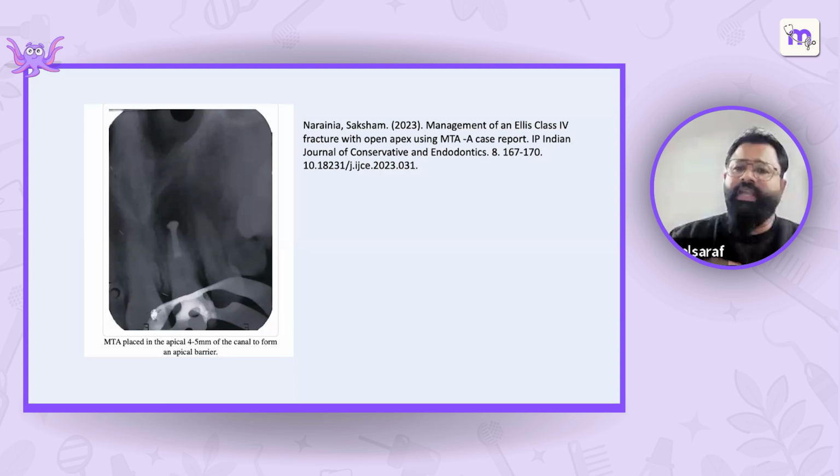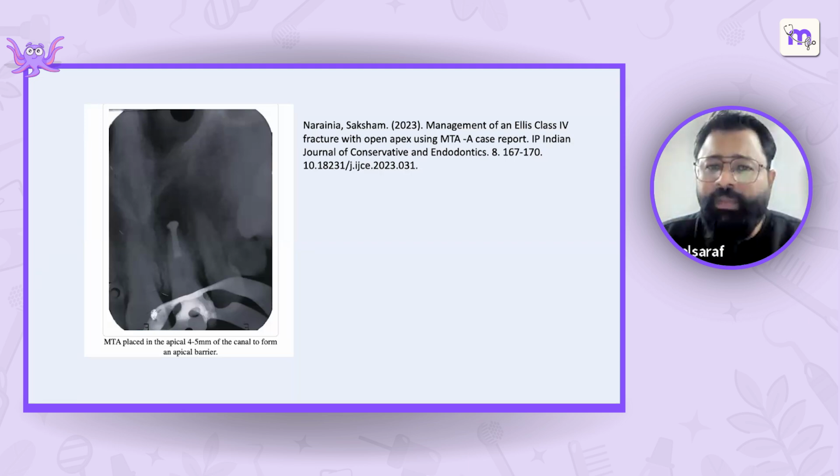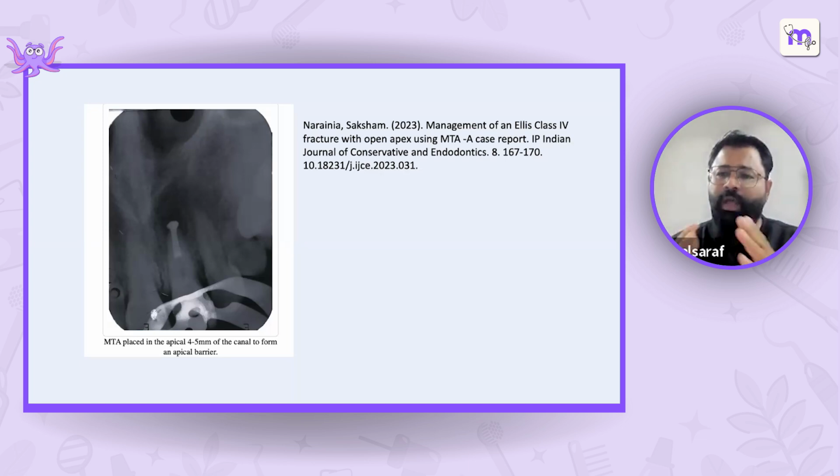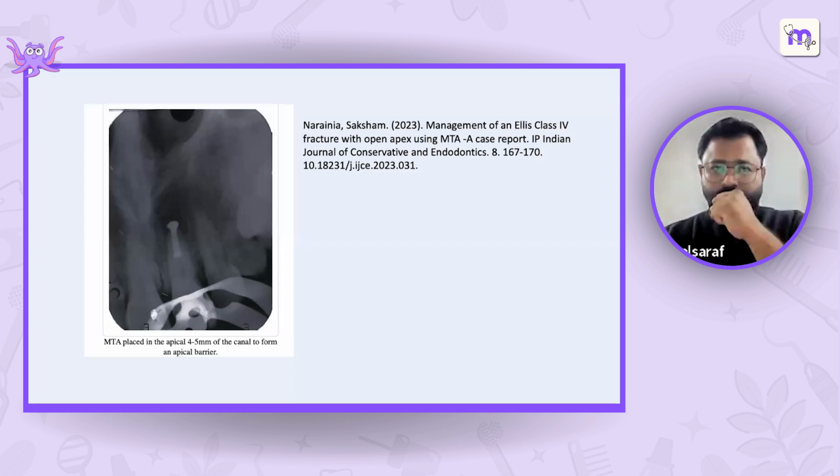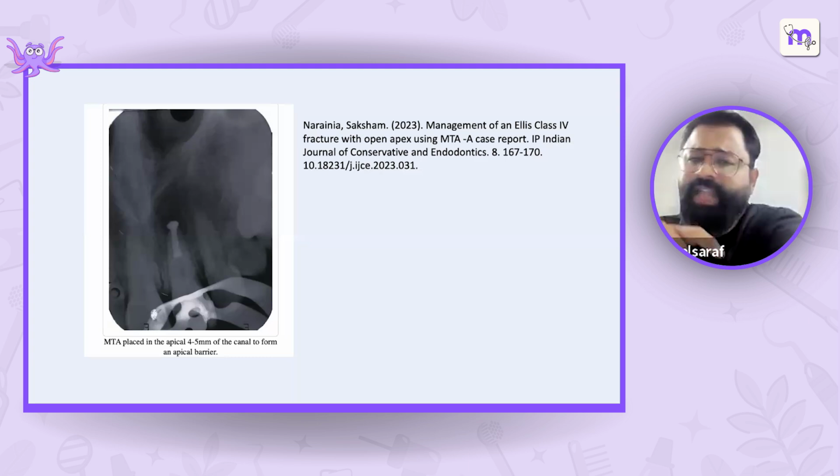In many of the cases, MTA barrier is given. Where is MTA barrier given? Basically, in open apex cases. We have open apex cases in many young individuals where the apex is not being closed. Okay, we have blunderbuss canals. In those cases, to close the barrier, it doesn't happen with a natural thing. So what we have to do is place an MTA barrier.